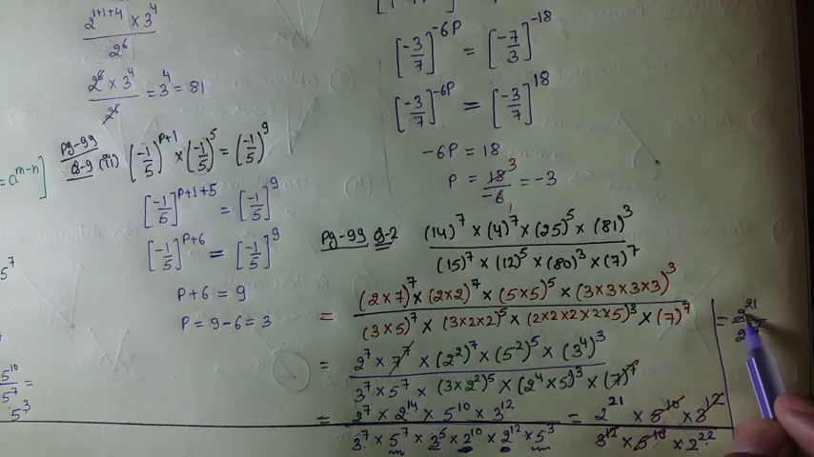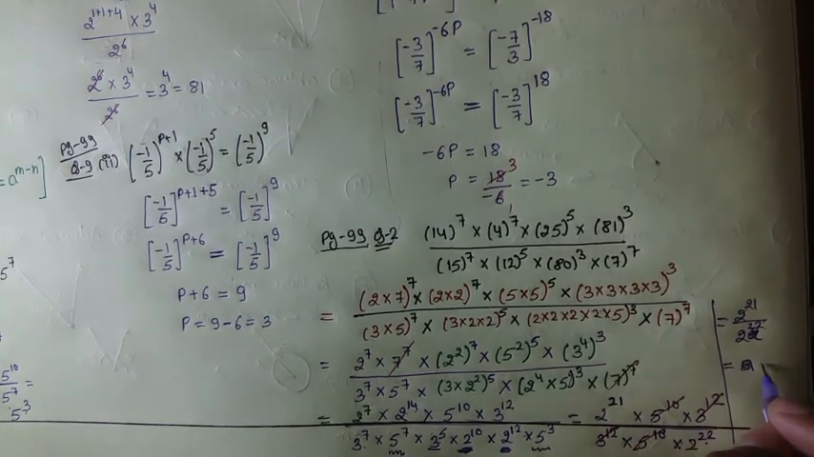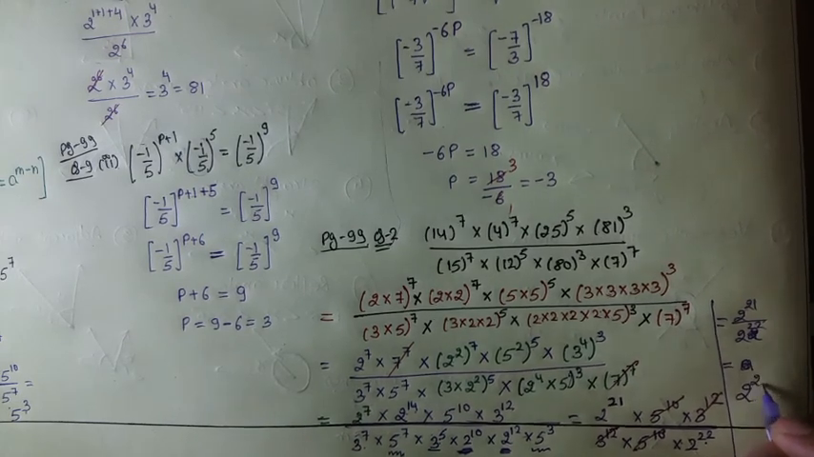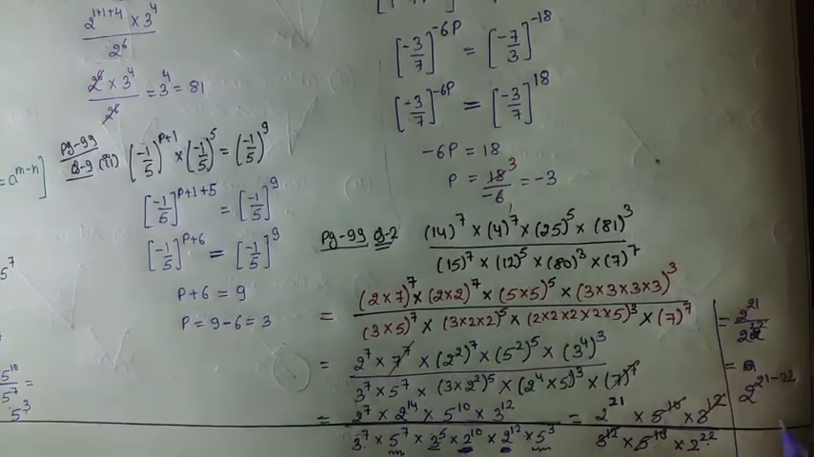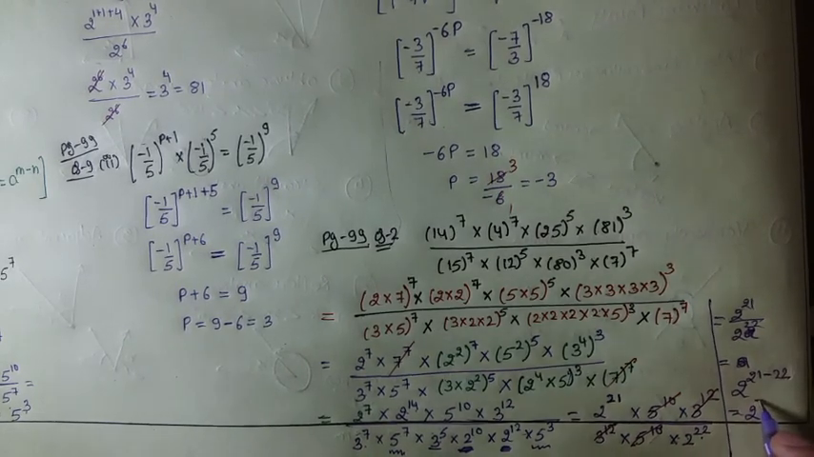This is in the form of a to the power m divided by a to the power n. So इसको सिंप्लीफाई कर देंगे तो क्या, 2 to the power 21 minus 22 and we are left with 2 to the power 21 minus 22. कितना आएगा?